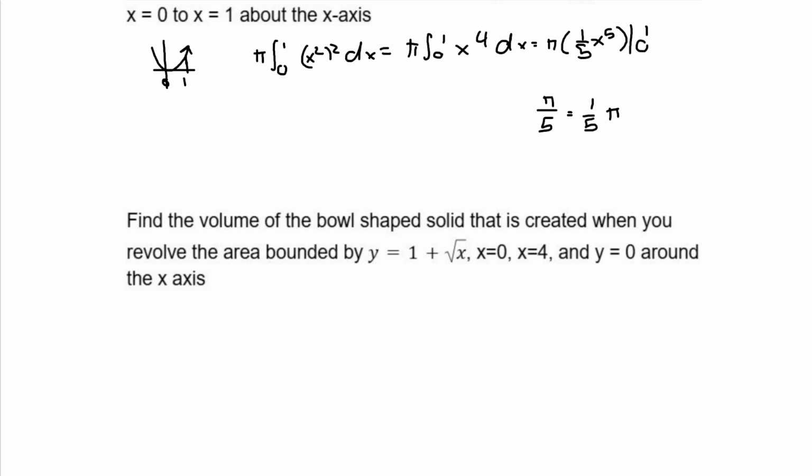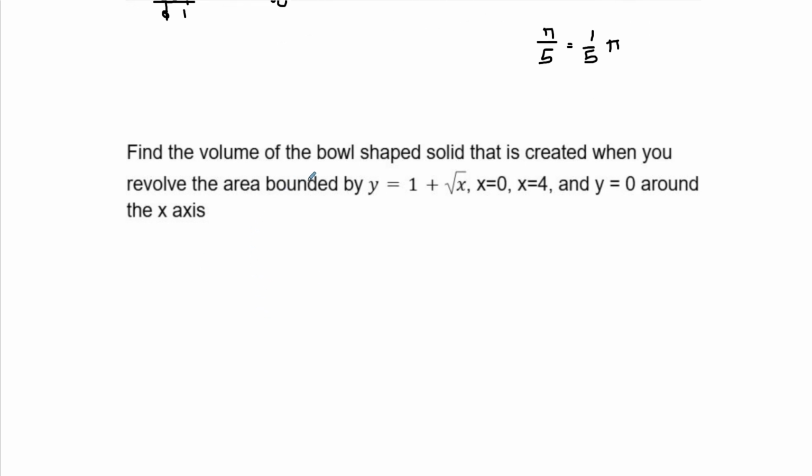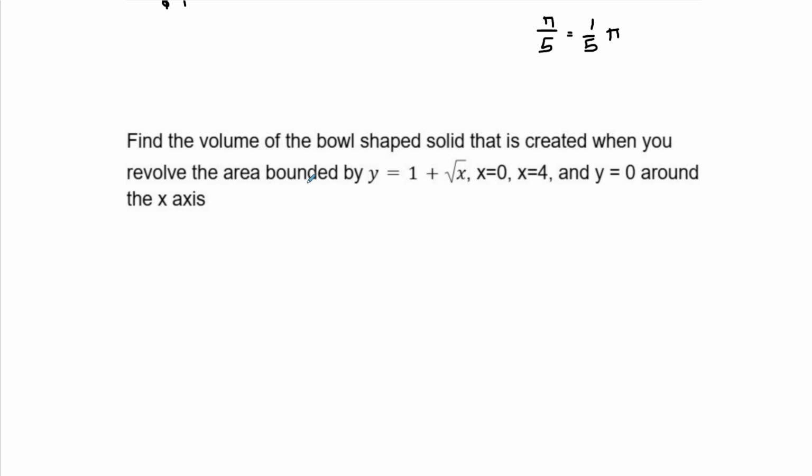Okay. So next we're asked to find the volume of the bowl-shaped solid that is created when you revolve the area bounded by y equals 1 plus root x, x equals 0, x equals 4, and y equals 0 around the x-axis. So again, all we need to do here is let's draw it. So what does 1 plus root x look like? It looks like this. And let's actually draw that a little better, so it looks more like this. And then what is our bound? So we're going to be bounded from x equals 0 to x equals 4, and then by y equals 0 as well. So it's going to be this, right? And then we're going to revolve this around the x-axis.